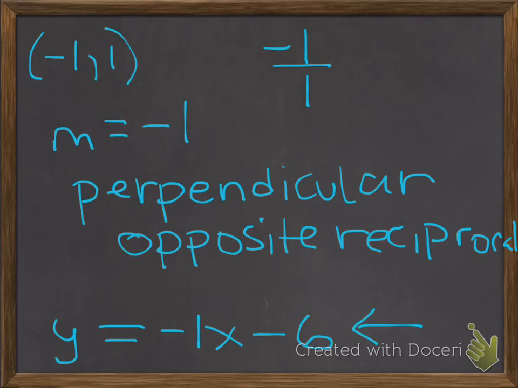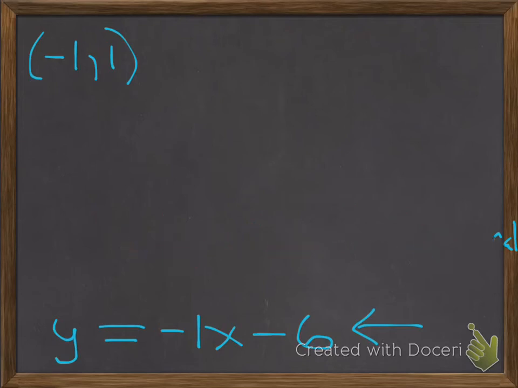We flip it, so it's 1 over negative 1, but then we do the opposite sign, so it's going to be just 1 over 1. So our new slope is going to be 1 over 1, or just 1. And then we need to find our new b value.